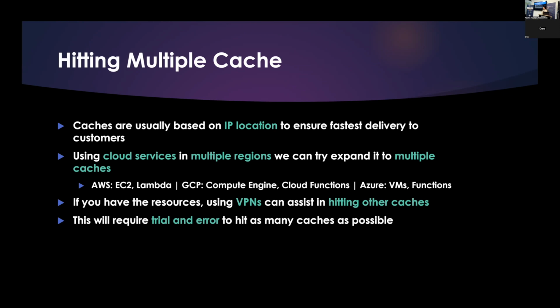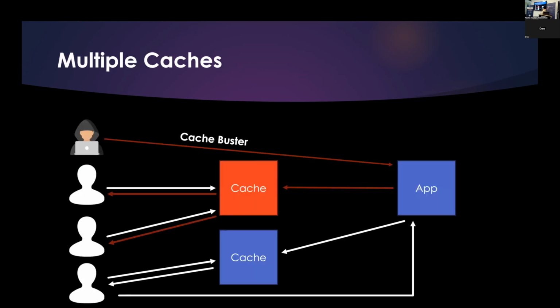Now, this will take a lot of trial and error to hit all the caches. What I mean by that is, imagine you set up an EC2 in US East 1, and then you send a malicious request out, which we did. Let's go back a page, and we send out this request from US East 1, and we confirm that from US East 1, it's actually poisoned.